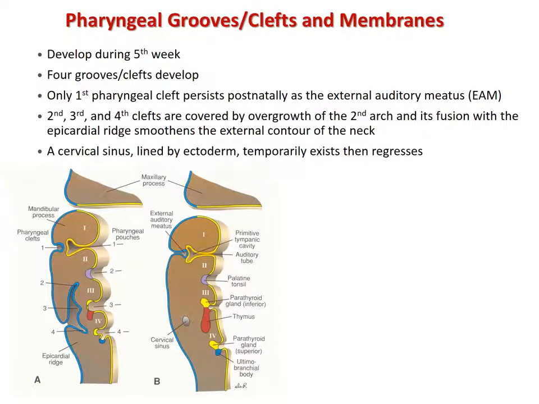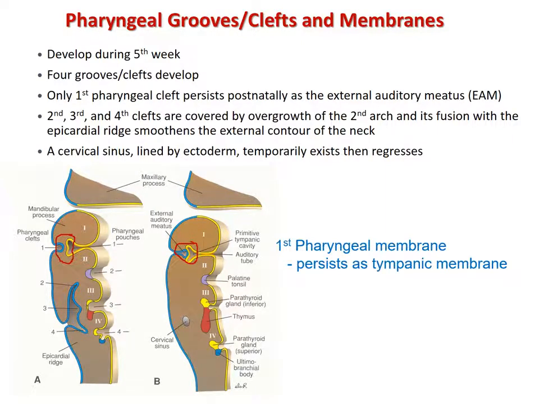The circles that I'm drawing on both of these illustrations depict the location of our first pharyngeal membrane, which will persist as a tympanic membrane or eardrum. The other pharyngeal membranes disappear. Well, what happens to the other three pharyngeal clefts?